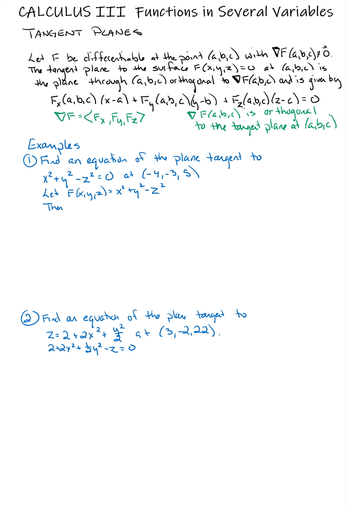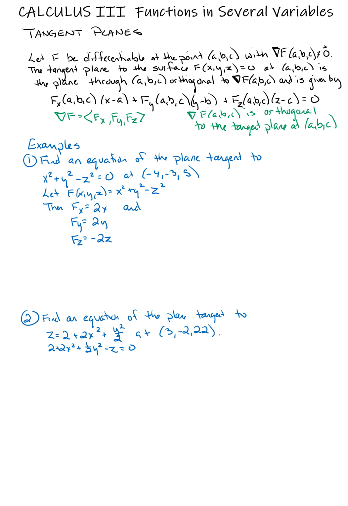Then we can determine the partial with respect to x. Again, just looking at this, treating y and z as constants, the partial with respect to x is 2x. The partial with respect to y is 2y. And the partial with respect to z is -2z.